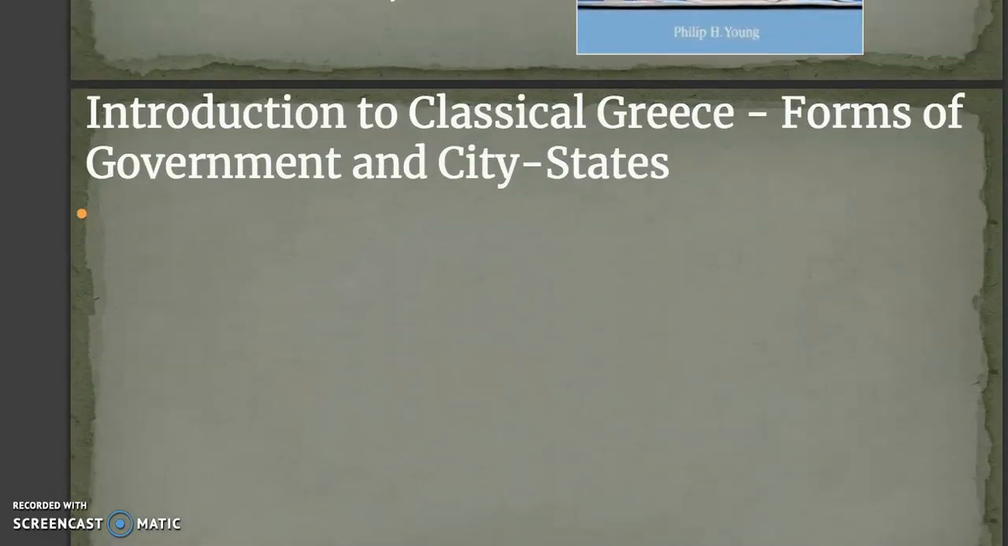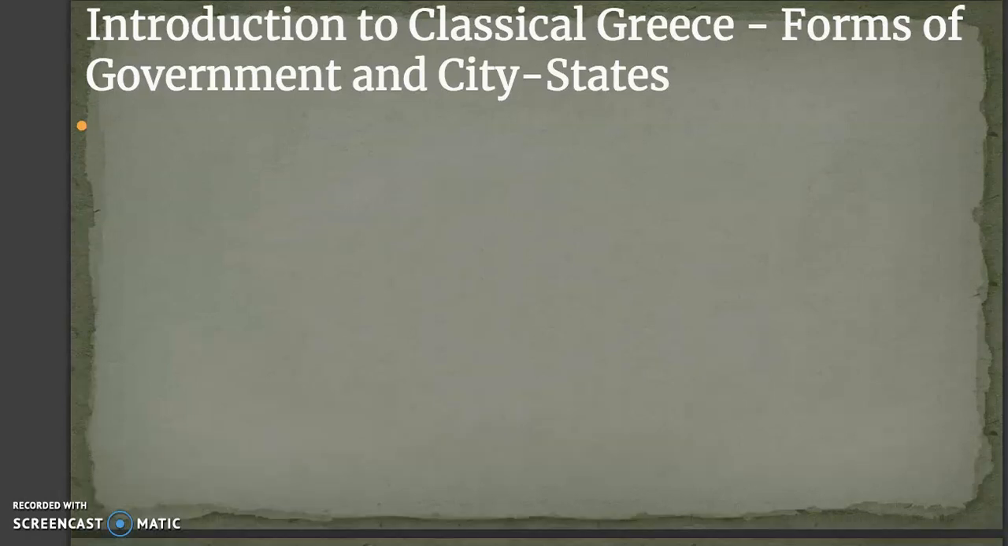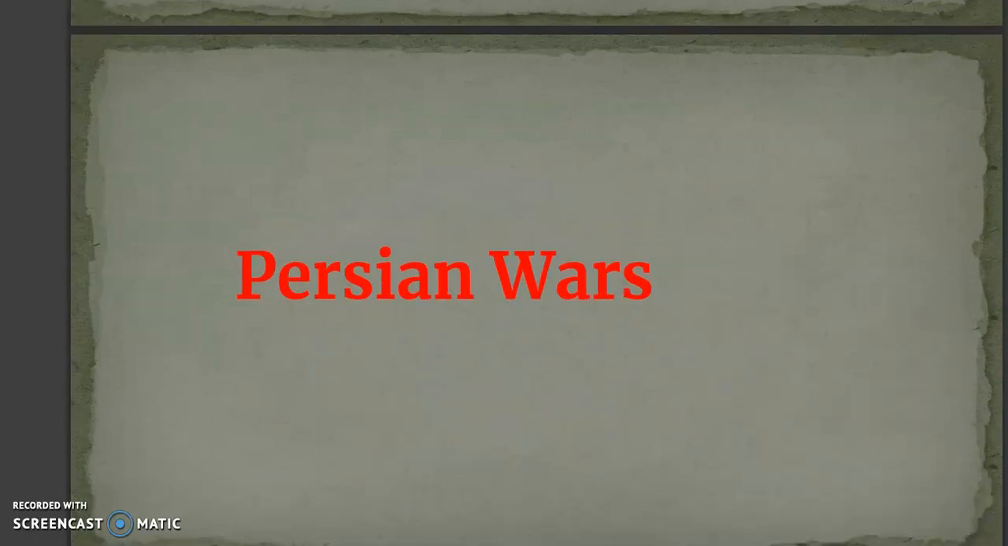As we get into classical Greece, we will in class look at different forms of government in city-states. Why we do this is important, because certain pieces of Greek culture have influenced the United States. As we move into this period, we're just going to go through this pretty quickly.